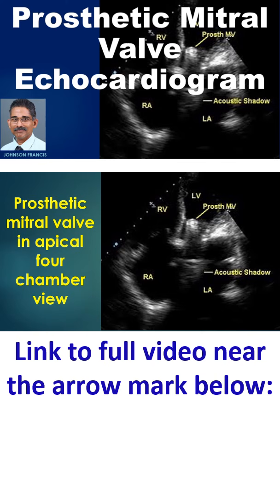Thrombus formation usually presents with acute mitral valve obstruction, while pannus formation presents more insidiously with increasing gradients and effort intolerance.